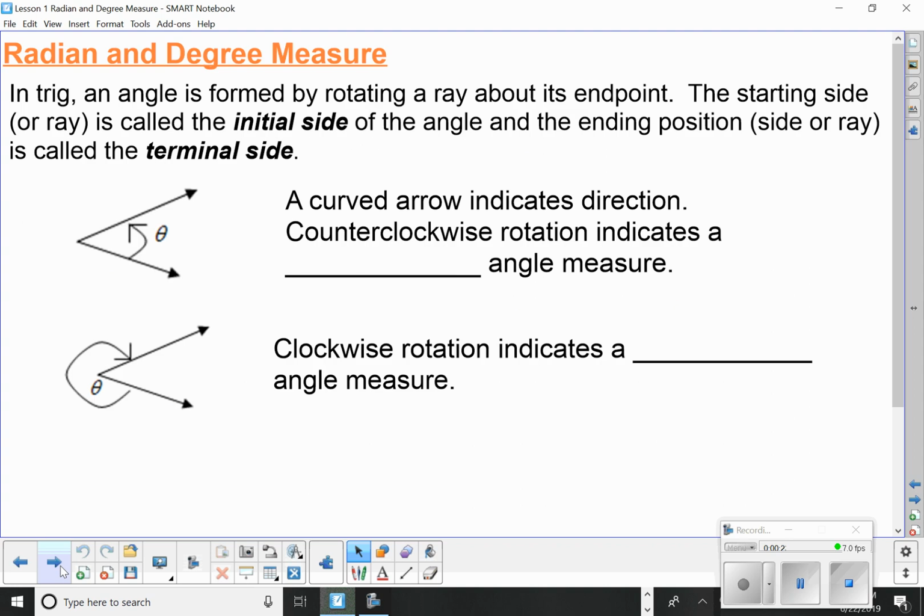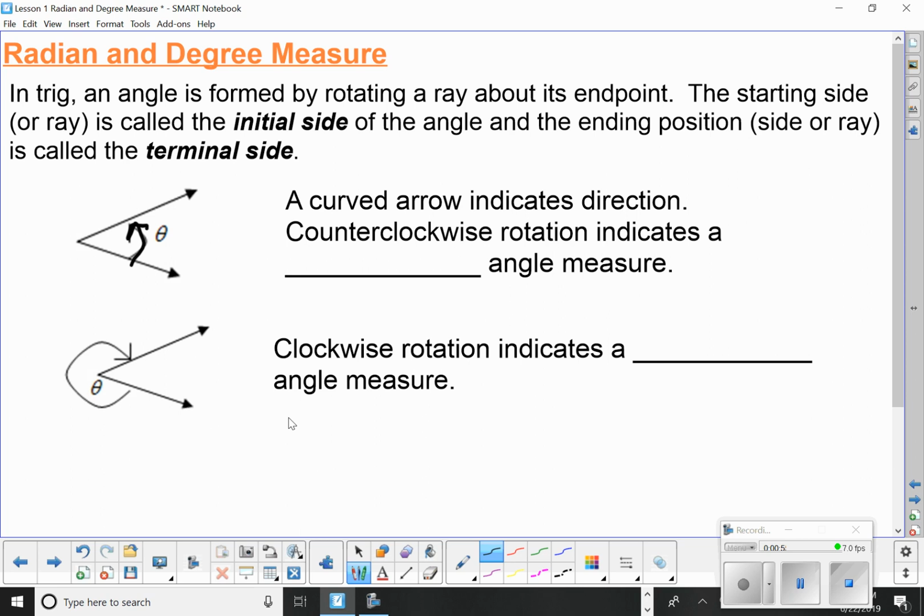All right, first off, radian and degree measure. In trig, an angle is formed by rotating a ray about its endpoint. The starting side or ray is called the initial side of the angle, and the ending position side or ray is called the terminal side. A curved arrow indicates direction. So right here, we have this going in this direction.